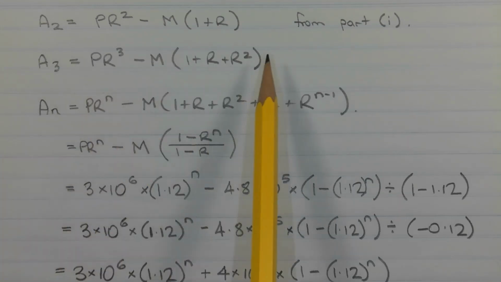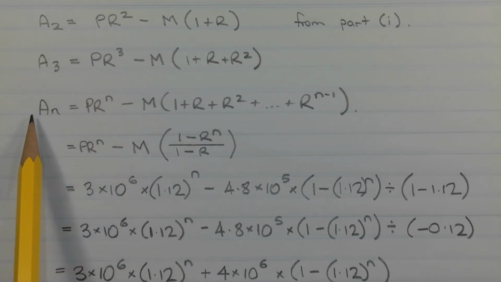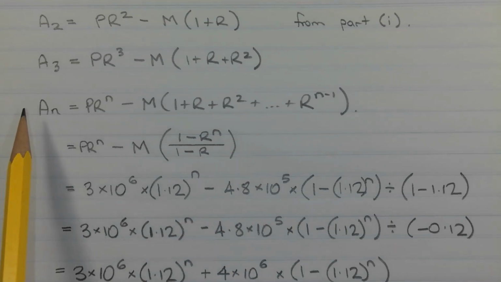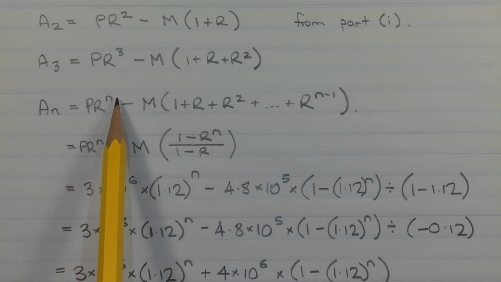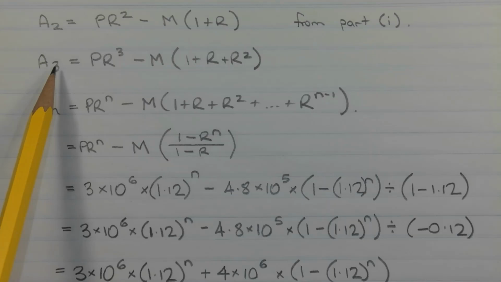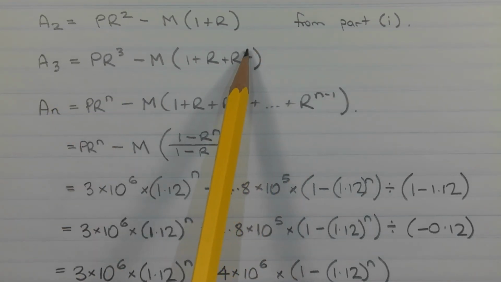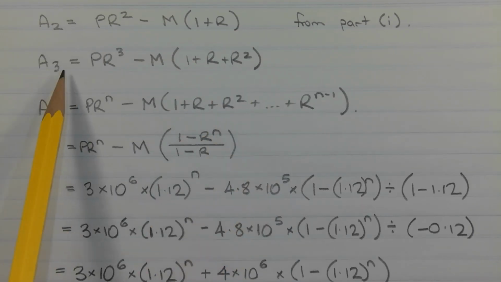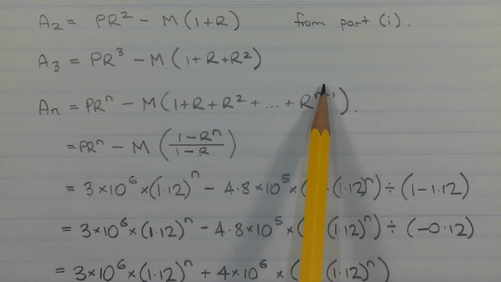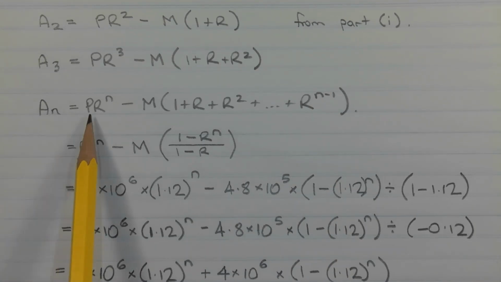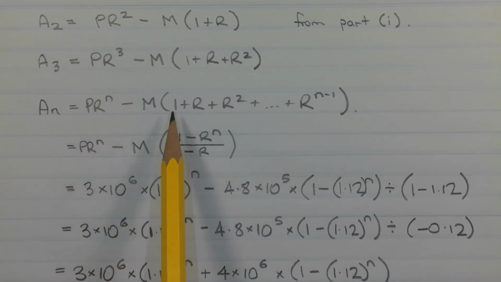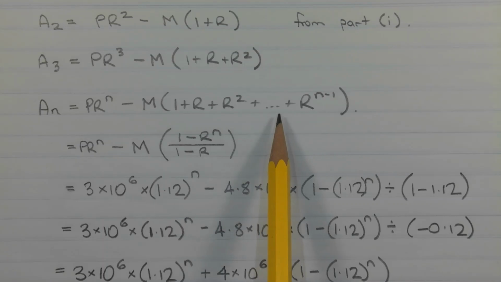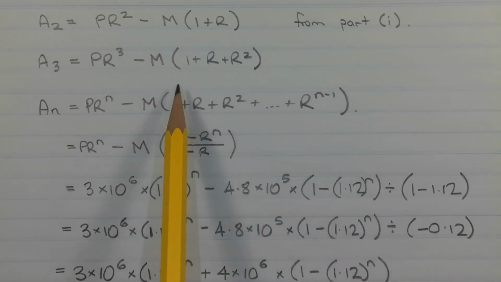We can generalise a pattern from A3 for AN, which represents the amount owing at the end of the nth year. So AN is equal to PR to the power of n, matching the subscript with the index here. And noting also that the highest power of R is 1 less than the subscript of A. So if that's n, this has to be n minus 1. So we get AN is equal to PR to the power of n minus M times (1 plus R plus R squared plus dot dot dot plus R to the power of n minus 1).